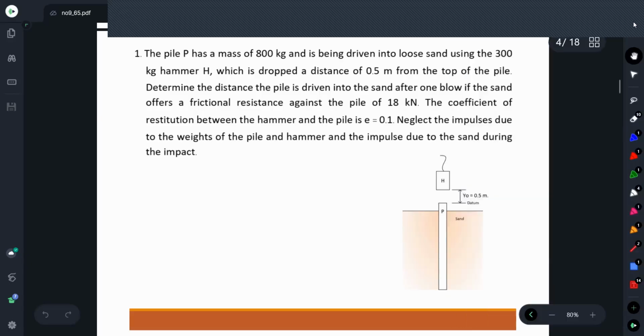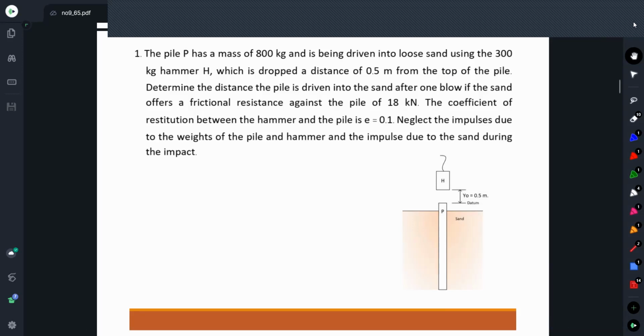Okay, for this problem, the pile has a mass of 800 kilograms and is being driven into loose sand using the 300 kilogram hammer, which is dropped a distance of 0.5 meter from the top of the pile. Determine the distance the pile is driven into the sand after one blow, if the sand offers a friction resistance against the pile of 18 kilonewtons.